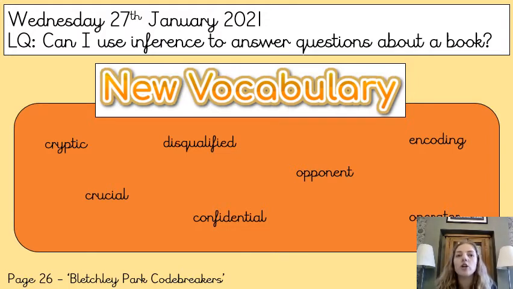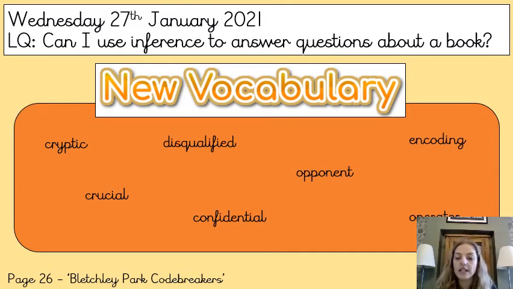Opponent is another word for someone that you're going against in a competition. So you could say that Port Vale is the opponent of Stoke City. So they go against each other to win in a competition or a football game.